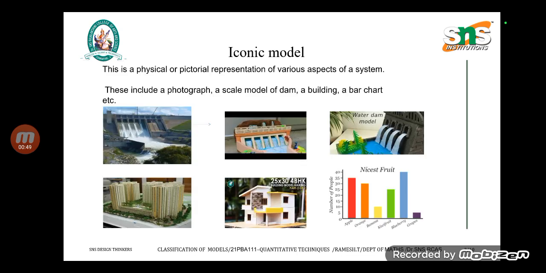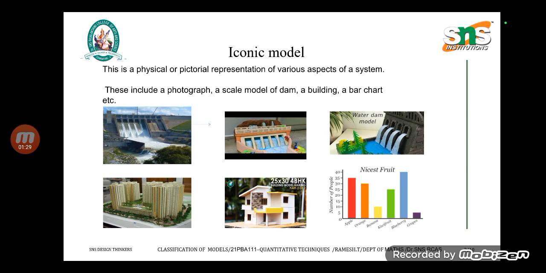Now, we are going to the classification of models. The first one is the iconic model. What is an iconic model? This is a physical or pictorial representation of various aspects of a system. This includes a photograph, a dam scale model, a building, a bar chart, etc. Here there are some figures. A dam model is there, and in this model we visualize the dam. A building miniature is there.